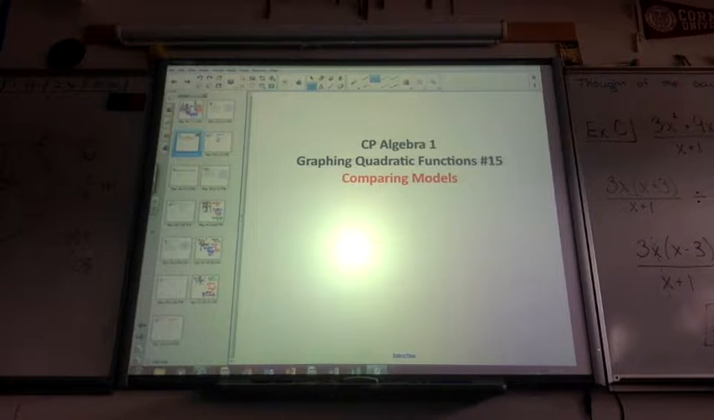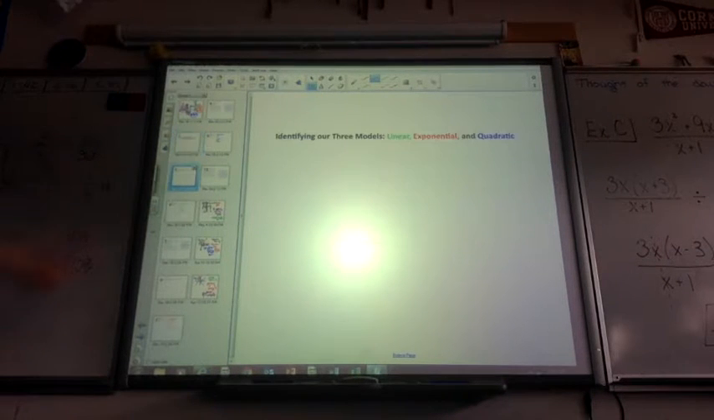All right, comparing models. Moving on. We're going to do linear. We're going to do exponential. We're going to do quadratic. We might not get to quadratic because we've only done it for the past 4 weeks.